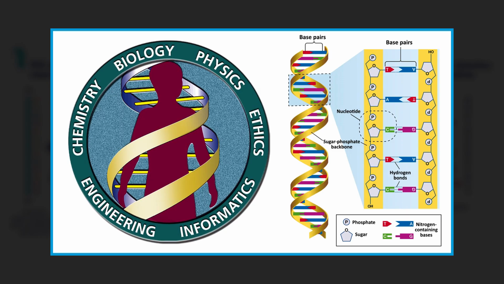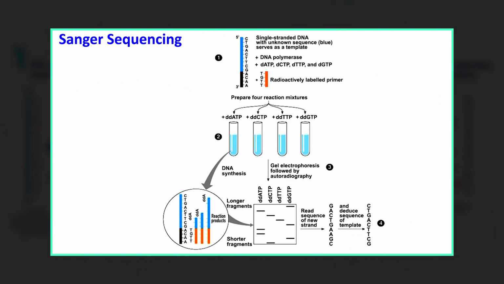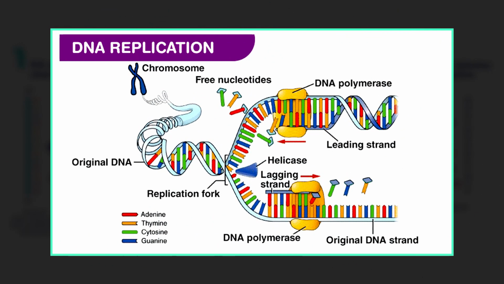Sanger sequencing is a method of DNA sequencing that involves electrophoresis and is based on the random incorporation of chain terminating dideoxynucleotides by DNA polymerase during in vitro DNA replication.